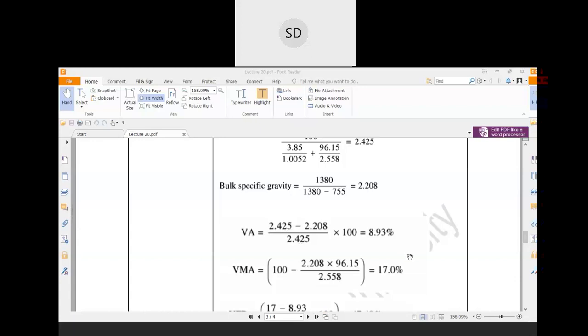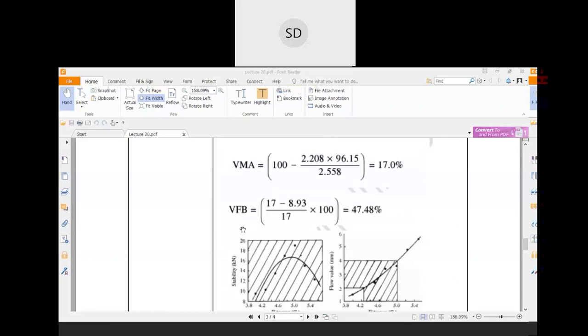Now the next step is to find out the VMA. VMA means voids in the mineral aggregate. It is calculated using this formula: 100, that is the total weight of the aggregate, minus 2.208, which is the bulk specific gravity of the mix, into 96%, here it would be 96%, divided by 2.558. You will get 17%. So that value is your VMA value.